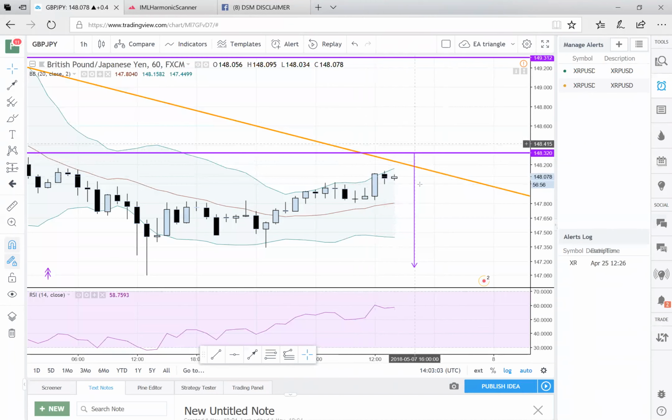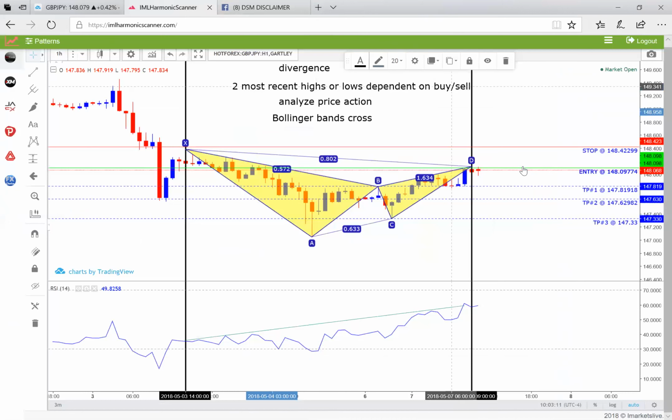We'll get some price action to the downside. Boom, we're moving. The scanner gives us a few take profits. Of course, you could do some additional analysis to figure out your take profit, but it gives us one at 147.8 and 147.62, ultimately 147.33.